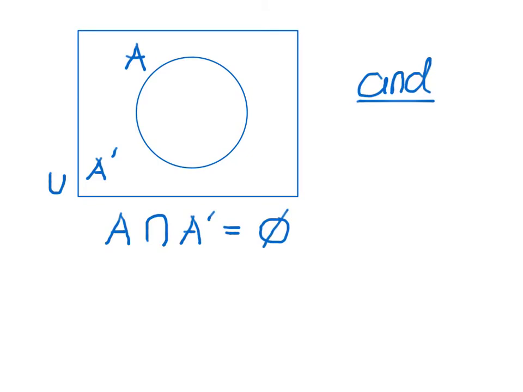Therefore, the intersection of A and its complement produces the empty set. There are no elements in it. Again, this is an identity. It's always true, always true for any set.